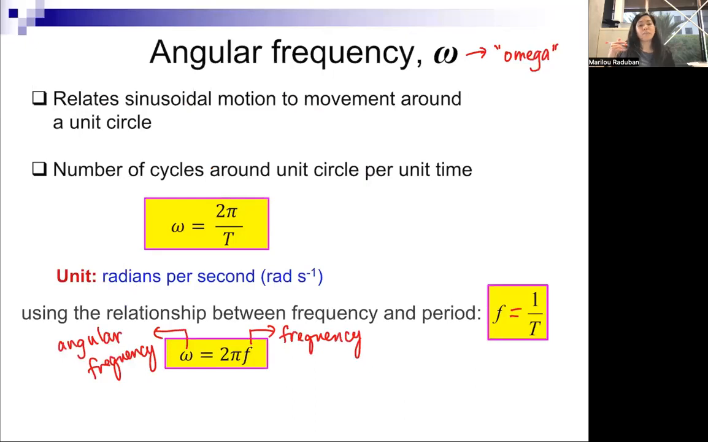So if we say frequency, that refers to just the f, the normal frequency, which is the inverse of the period, how many oscillations there are in 1 second. But angular frequency you can think of as the speed at which the object rotates around a unit circle. That's 2 pi, the circumference of the unit circle, times the frequency, or 2 pi divided by the period. And the unit for angular frequency, again, is radians per second.